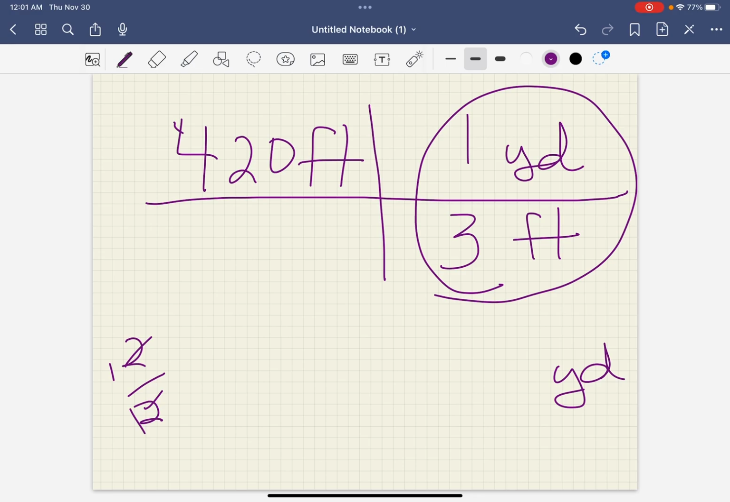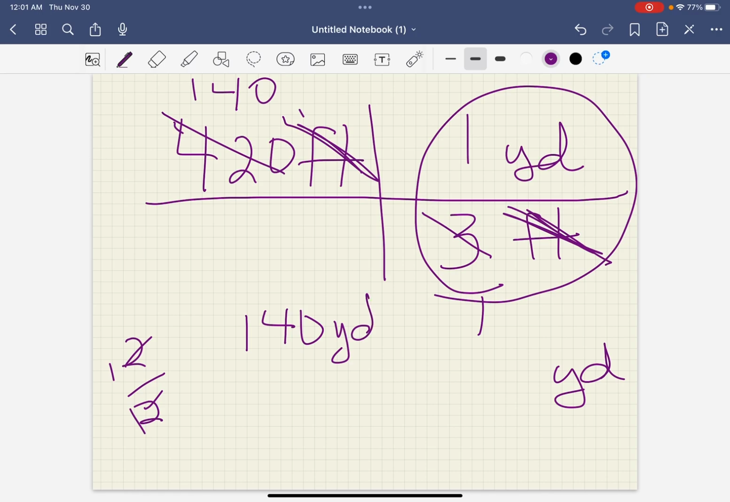So looking at this fraction, this and this will cancel out, which means our units will be yards. And now we take 3 into itself, that's 1. And 3 into 420 will be 140. So this would be 140 yards.